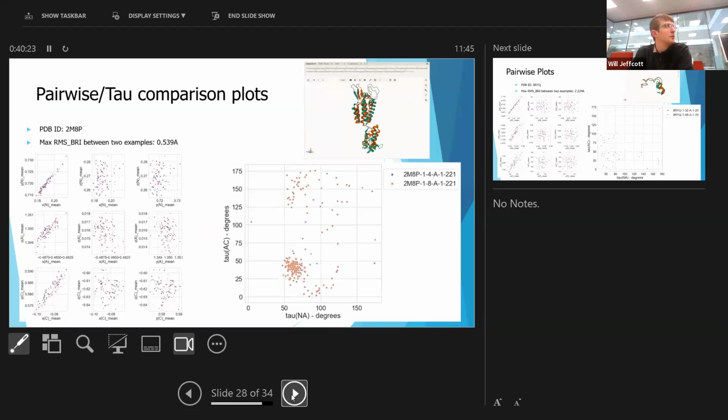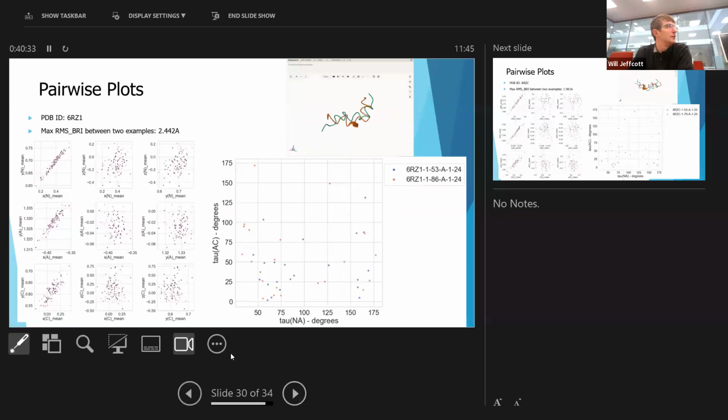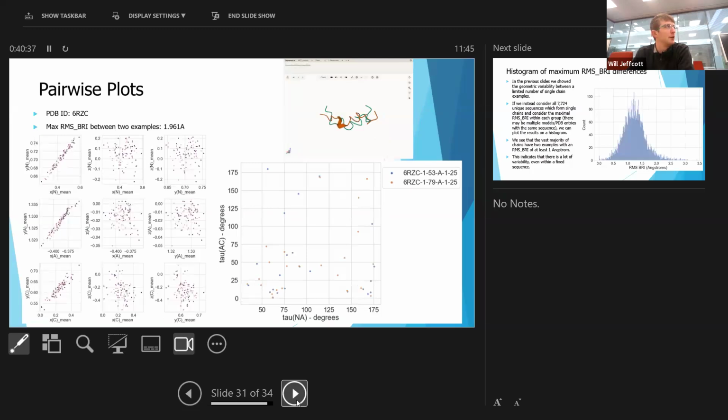Here's just another one, very similar again. Another similar example. The fourth one, and I think there's one more after this. Again, many of these are roughly the same, in that there's wide variation within the torsion angles and the actual geometric structure.